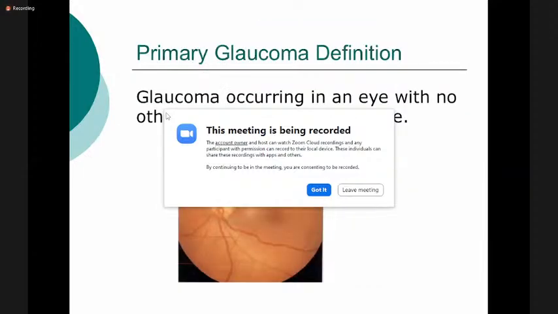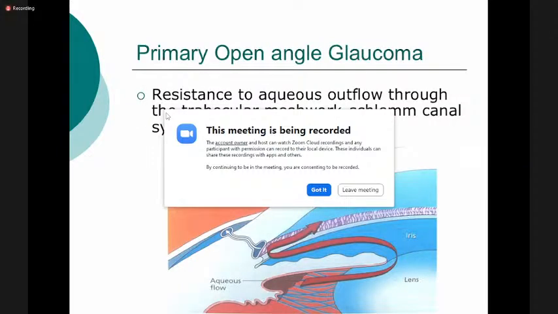So when you look at primary glaucoma, it basically means there's no other ocular structure that has a problem, that has a disease. The eye just has a problem from the glaucoma, but the eye has no other ocular disease. Now, as I said, in primary glaucomas, you can have the open or the closed angle.